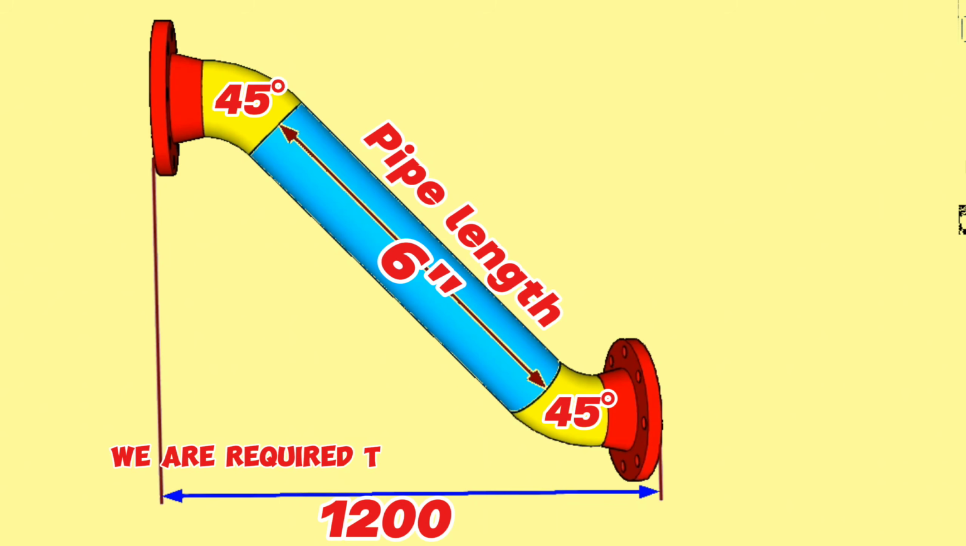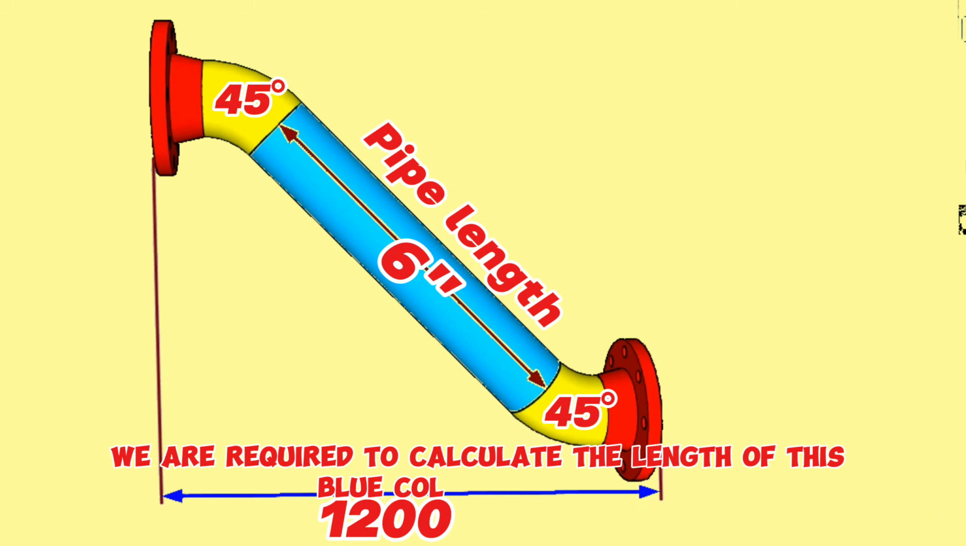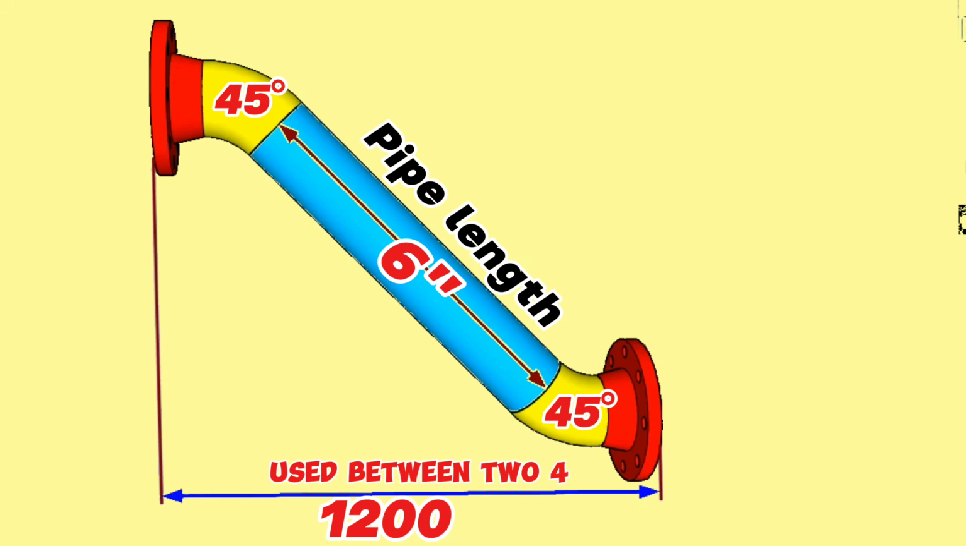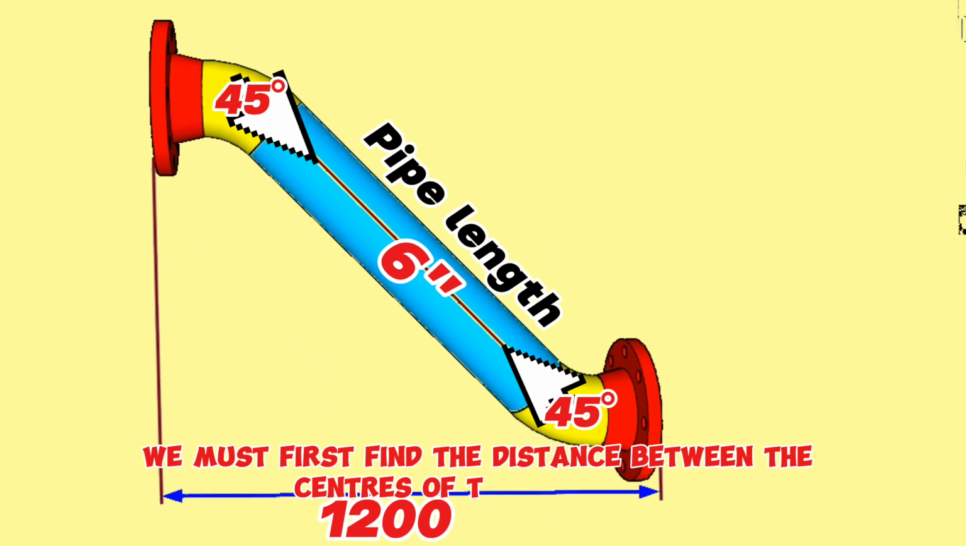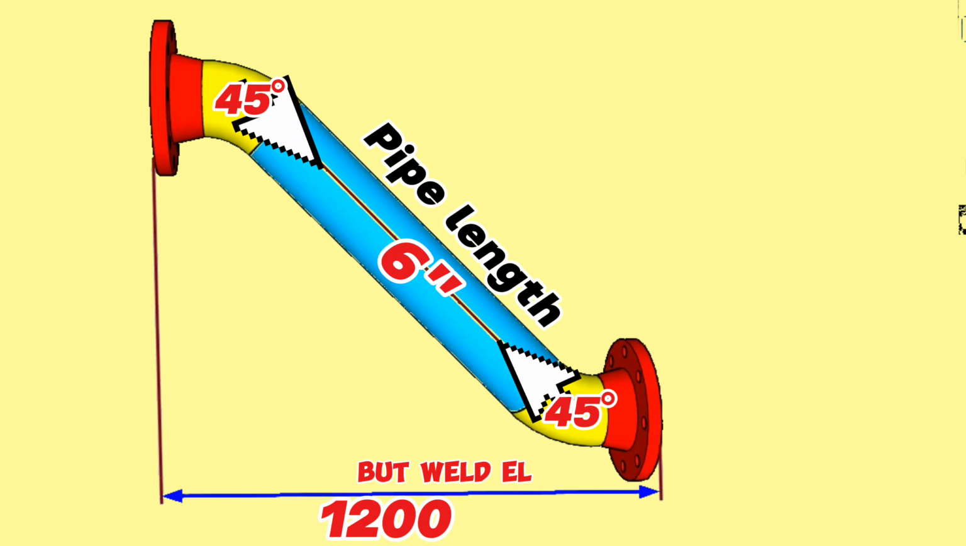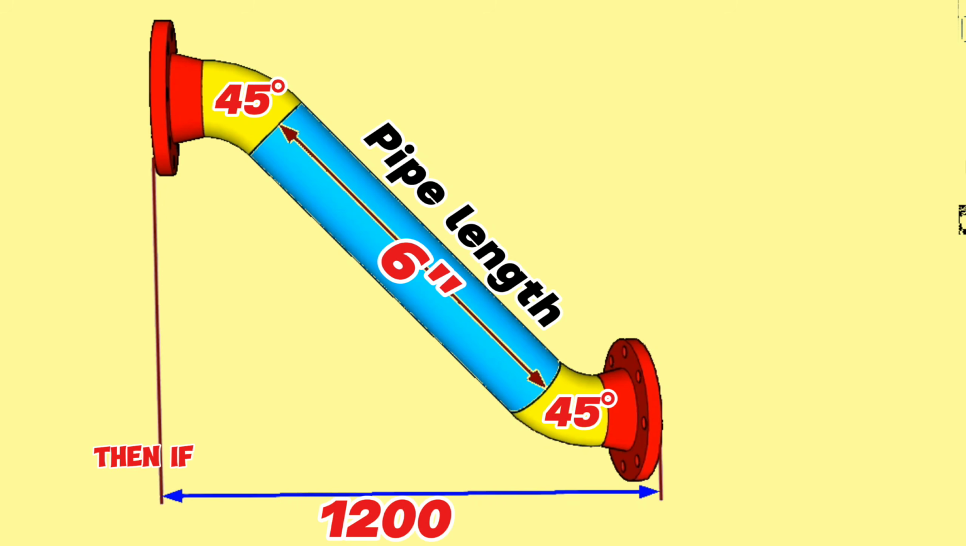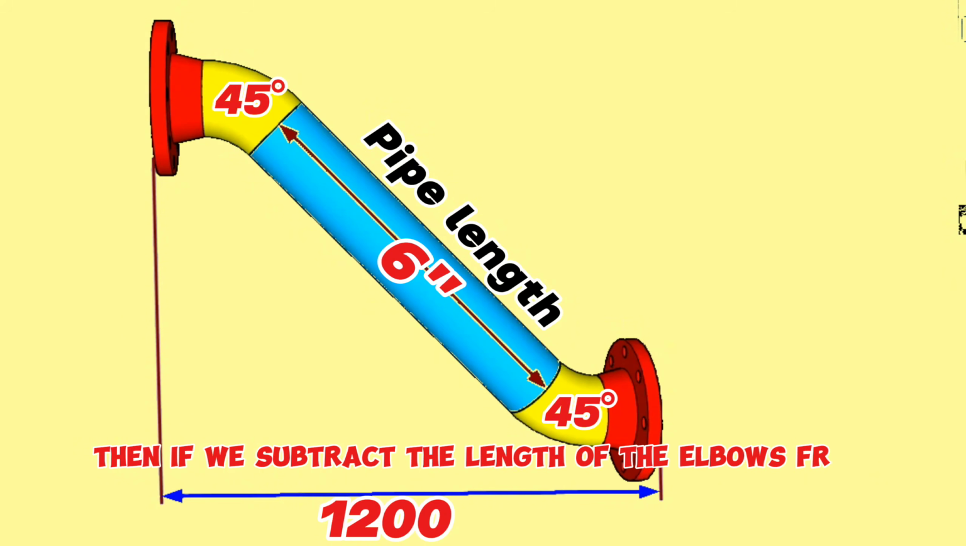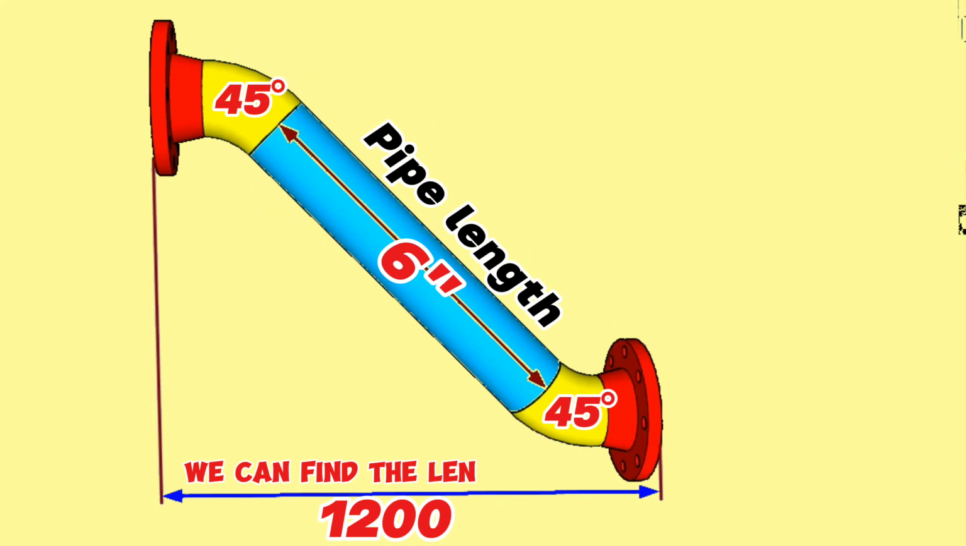We are required to calculate the length of this blue color pipe piece used between two 45-degree butt weld elbows in this pipeline. For this, we must first find the distance between the centers of the 45-degree butt weld elbows. Then, if we subtract the lengths of the elbows from this distance, we can find the length of the pipe piece.